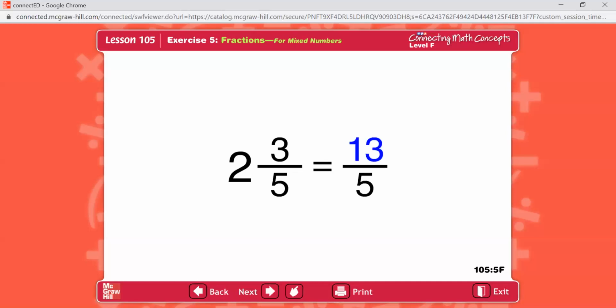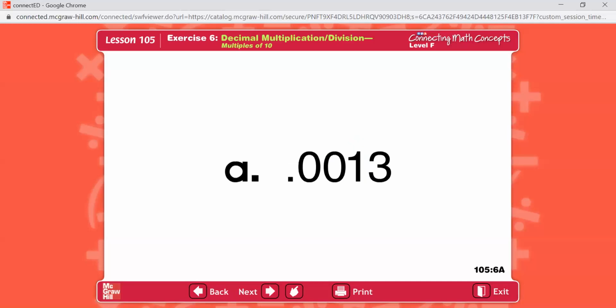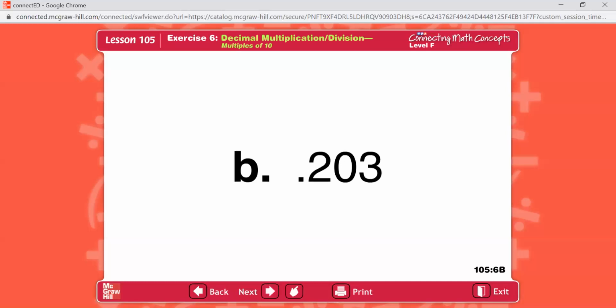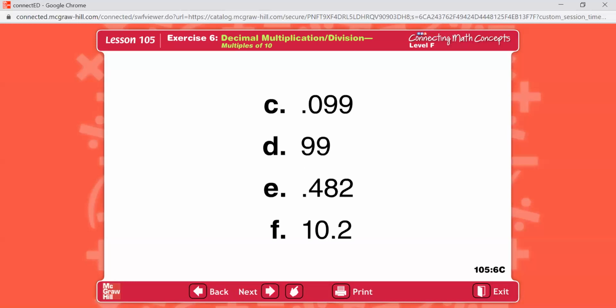First, we have problem A, 1300ths divided by 100. You're going to move the decimal 2 places to the left. Here's your answer. Problem B, 2 300ths. Moving the decimal 1 place to the left, giving you 203 thousandths. Here's what you should have for the remainder. C, D, E, and F.